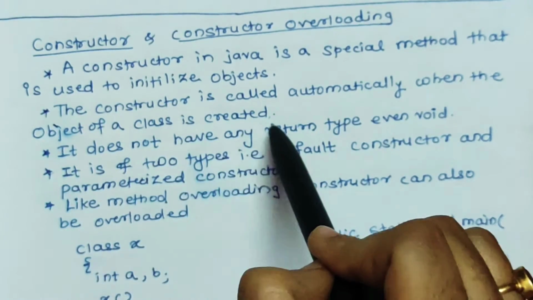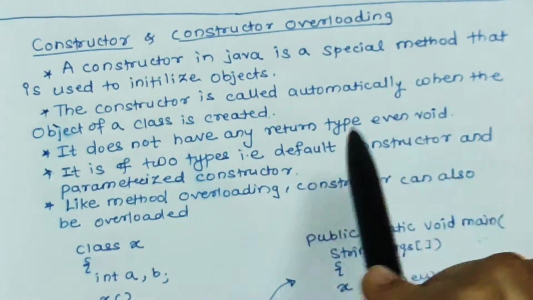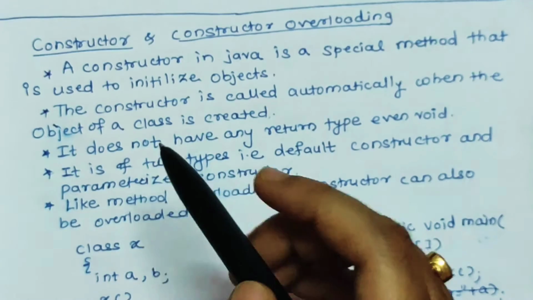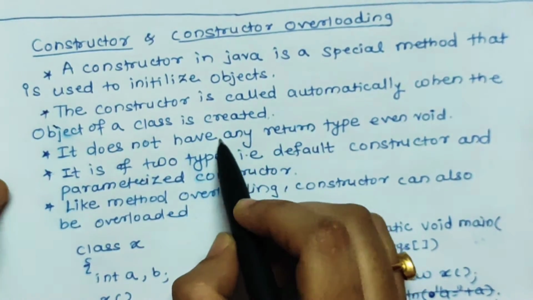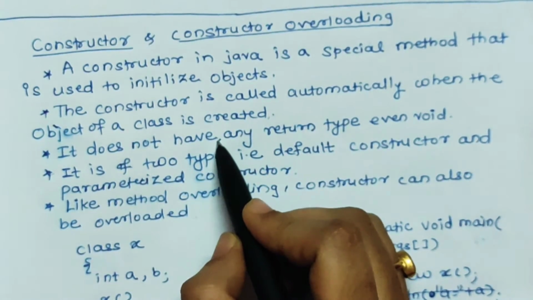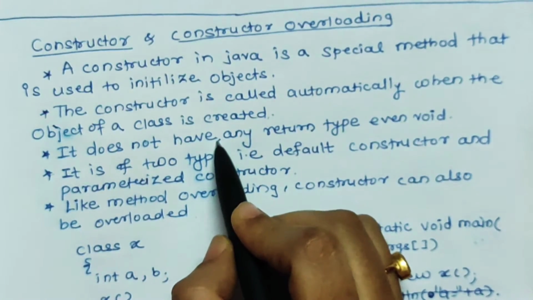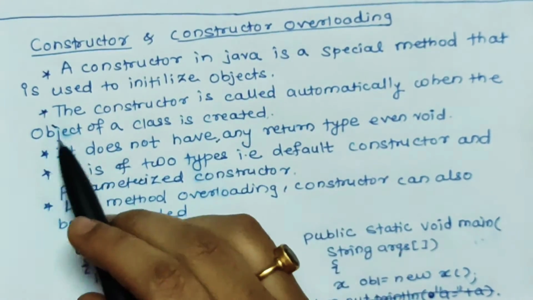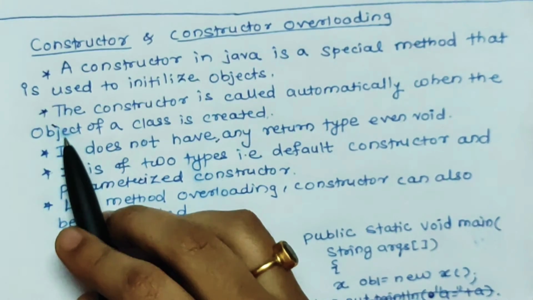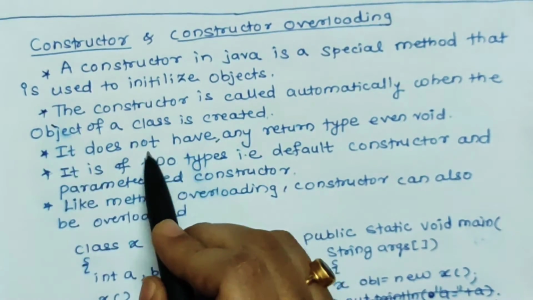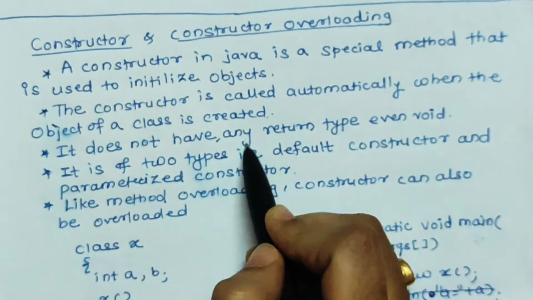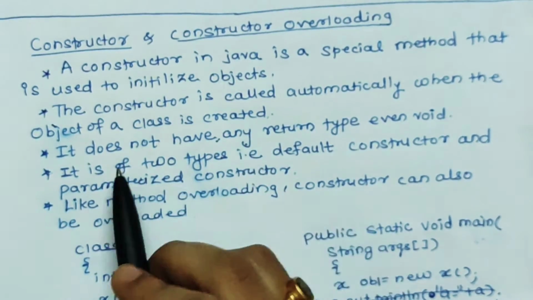Then it does not have any return type, even void. You can see different methods are having different return types, that is integer, float, double, based on the type of value it is returning. And if it is not returning anything, you have to specify a data type as void. But this is not the case in case of constructor. Constructor does not have any return type.